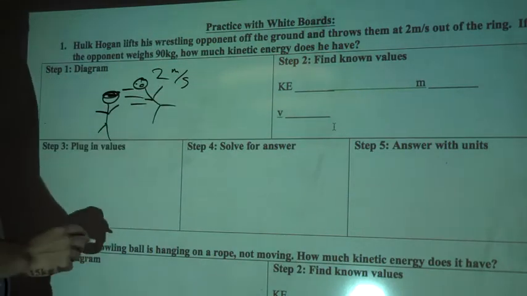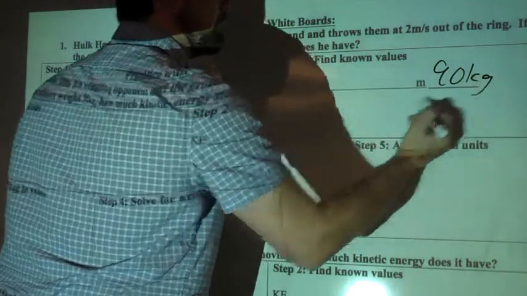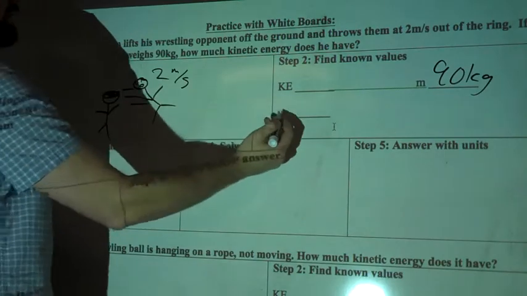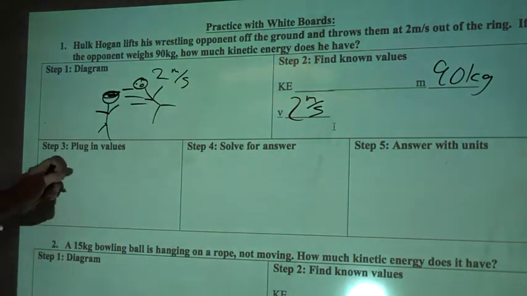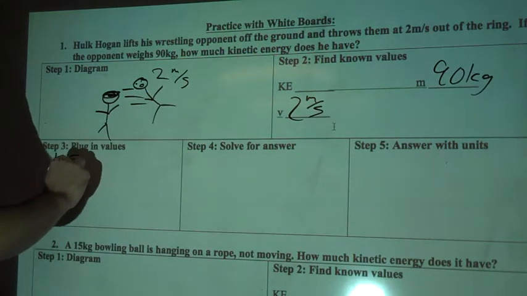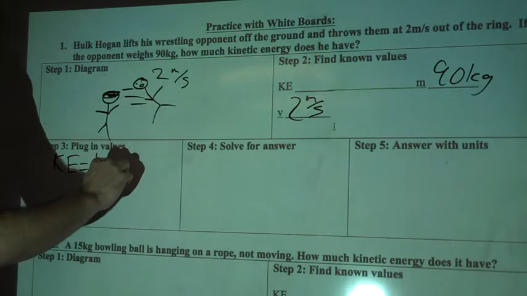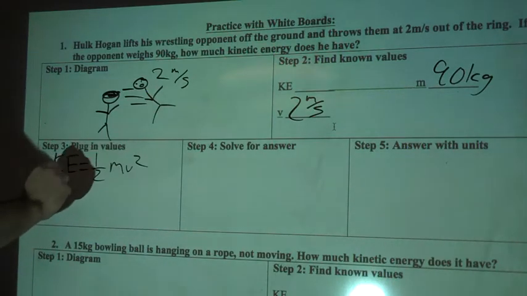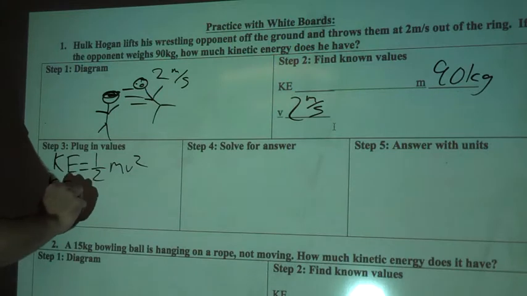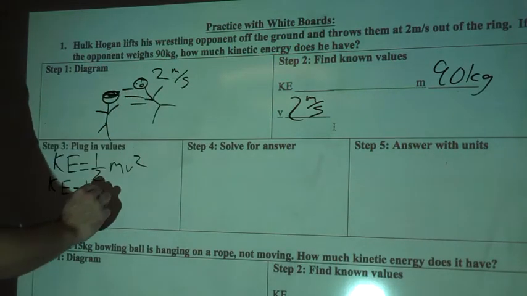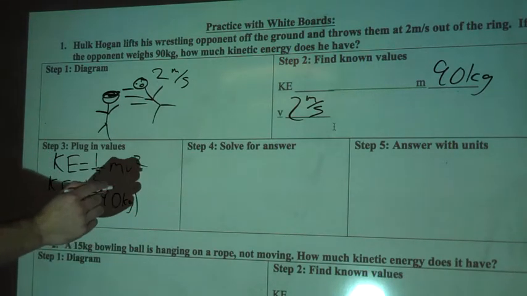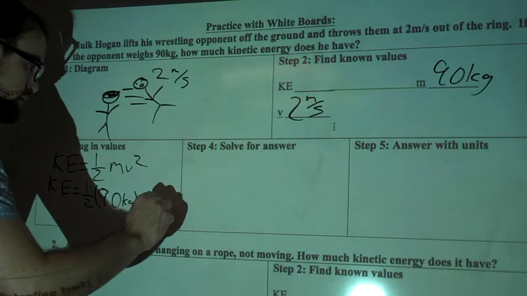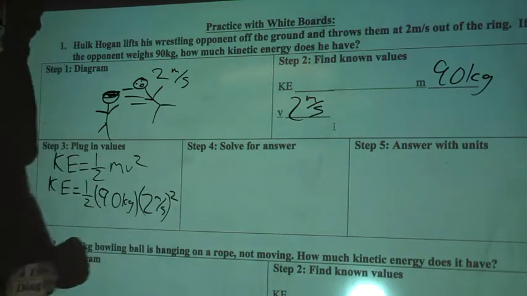So let's plug in our known values. So mass is 90 kilograms, and the speed or the velocity of them is 2 meters per second. Alright, so we'll plug it into our equation. So we've got kinetic energy, or KE, equals 1/2 mv squared. And so that will be KE equals 1/2 times the mass, 90 kilograms, and the velocity was 2 meters per second, and 2 meters per second is squared.